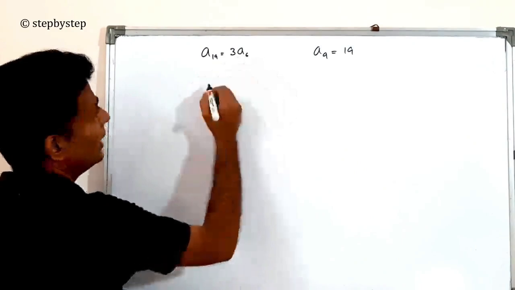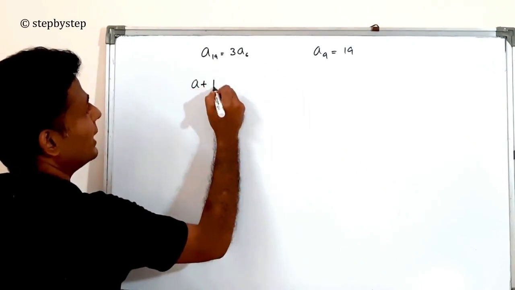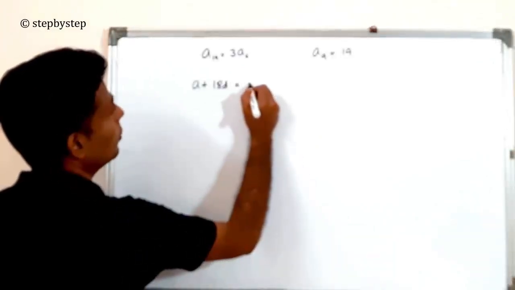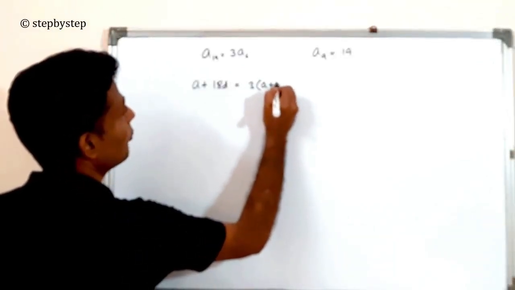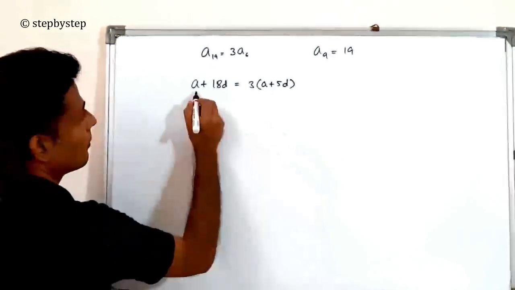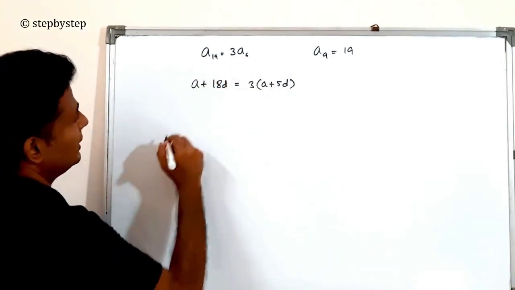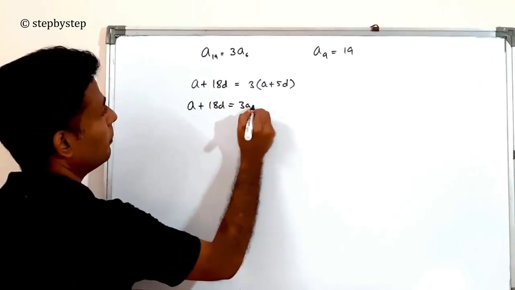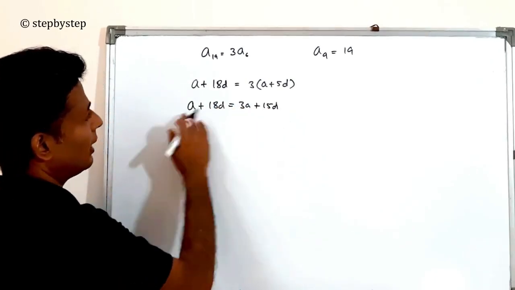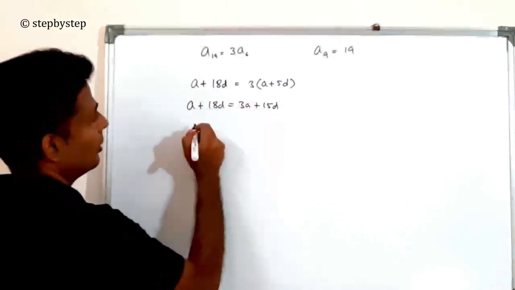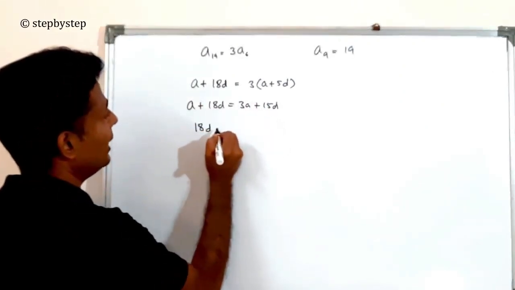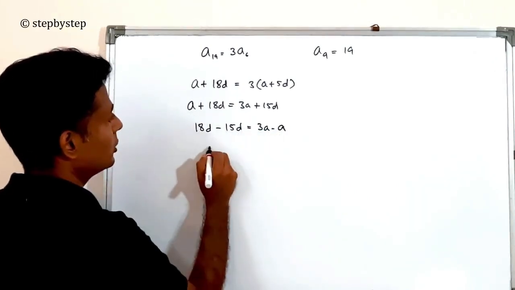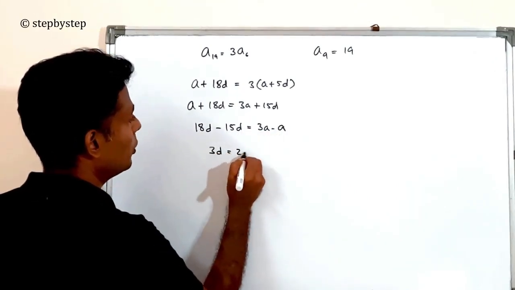So if A of 19 is 3 times A of 6, it means A plus 18D, 19 minus 1, equal to 3 into A plus 5D, n minus 1, that is 6 minus 1. So A plus 18D equal to 3A plus 15D. I'll transpose A on that side and D terms on this side. So I'll get 18D minus 15D equal to 3A minus A. So I get 3D equal to 2A.